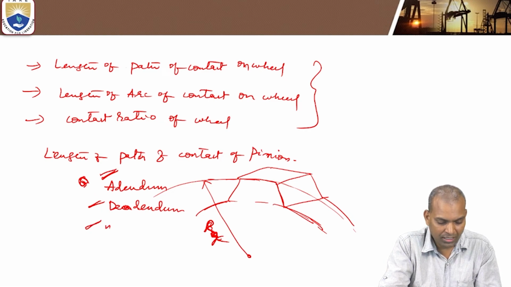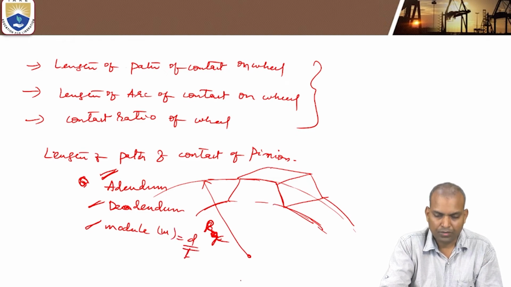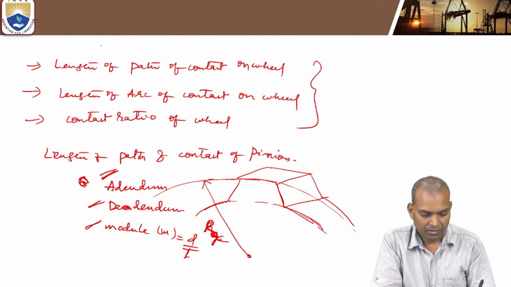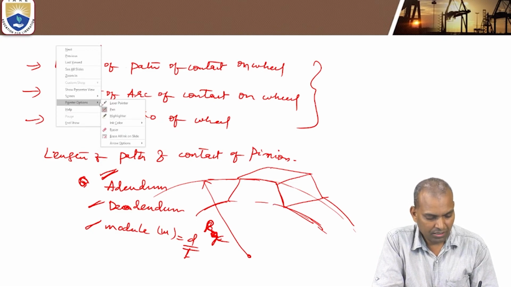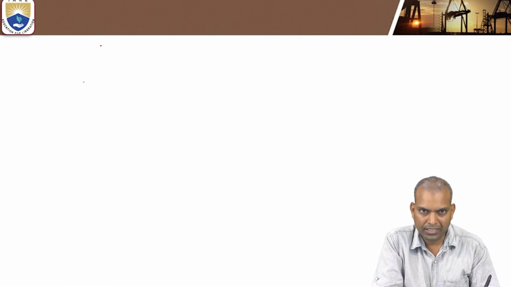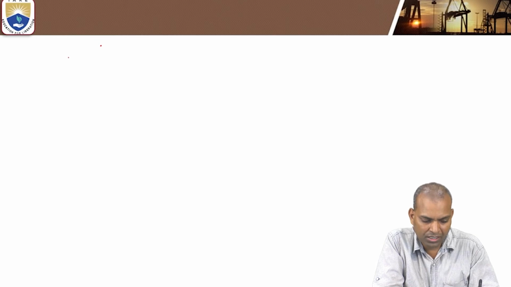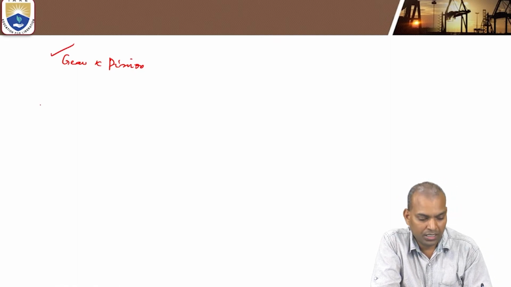Next, another term is called module. This module is denoted by M, where M equals D by T. There is also another circle called the pitch circle. These are the terms we have to know in order to study the path of contact, the arc of contact, and the contact ratio of various gears. Especially in this topic we consider the gear and the pinion. The gear is the larger wheel and the pinion is the smaller wheel.